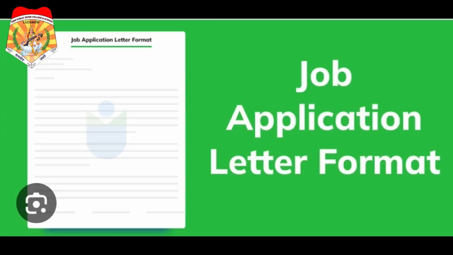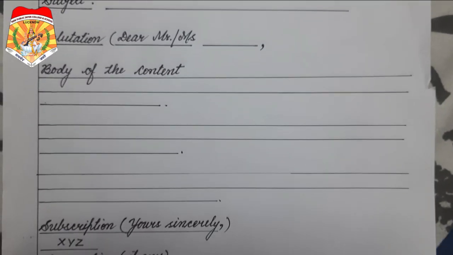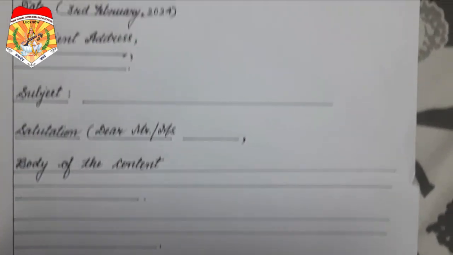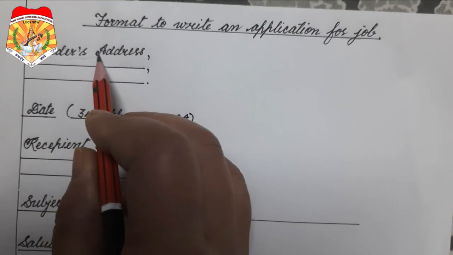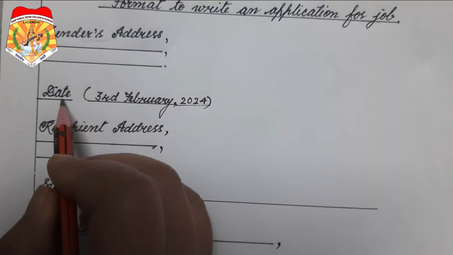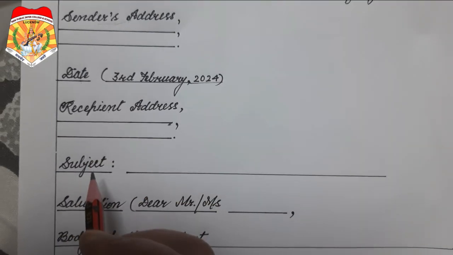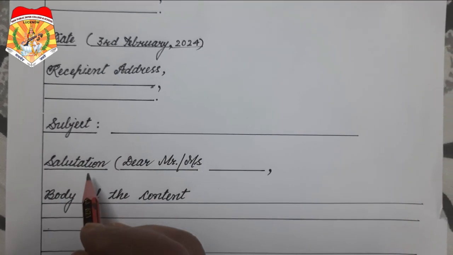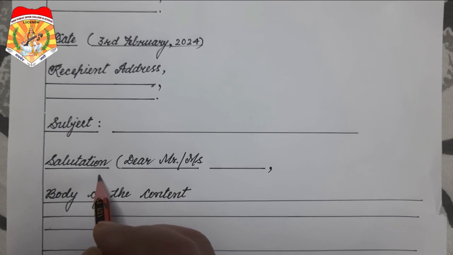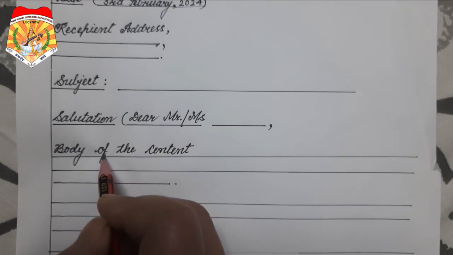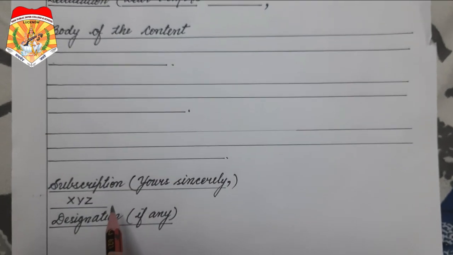But if you are writing an application letter, like job application, you have to include sender's address first. Here is a format to write an application for job. First of all, you will write sender's address in 3 lines. After that, date, then receiver's address. After that, subject, then salutation, body of the application, and subscription.